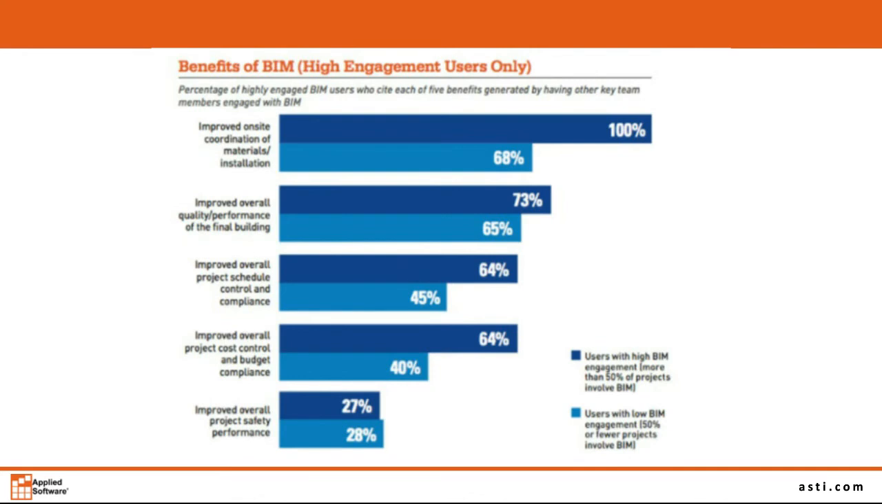In January of 2018, the Dodge Analytics Conversion blog, actually it's an Autodesk blog, that's a mistake, reported on the benefits of having other key team members using BIM for high engagement and low engagement users. A high engagement user is a firm that does more than 50% of their projects with a BIM process. Low engagement users are those that do 50% or less. And you can see that the return on investment increases the more projects you do with BIM. So the more you're committed to BIM and the more you're in, then the more benefits you're going to see.